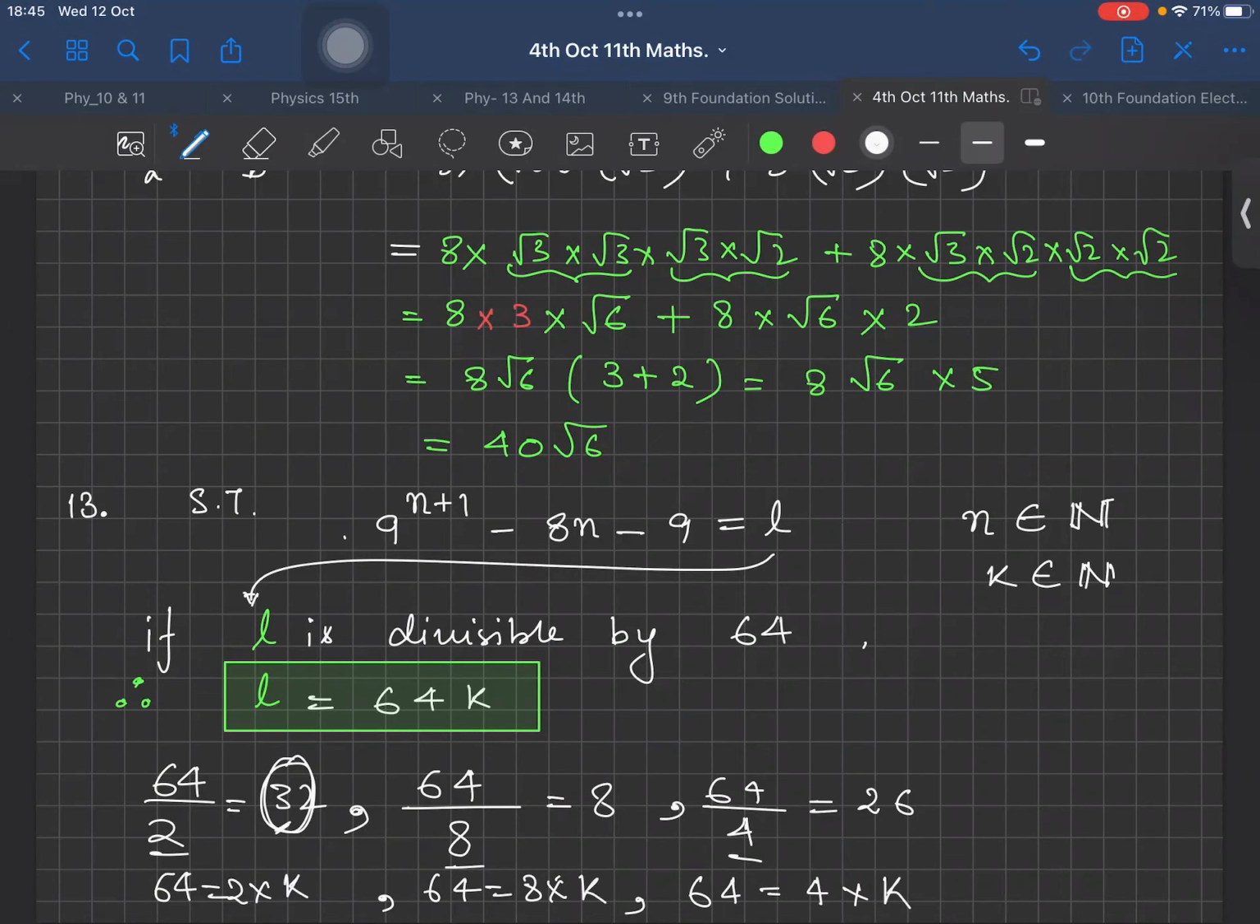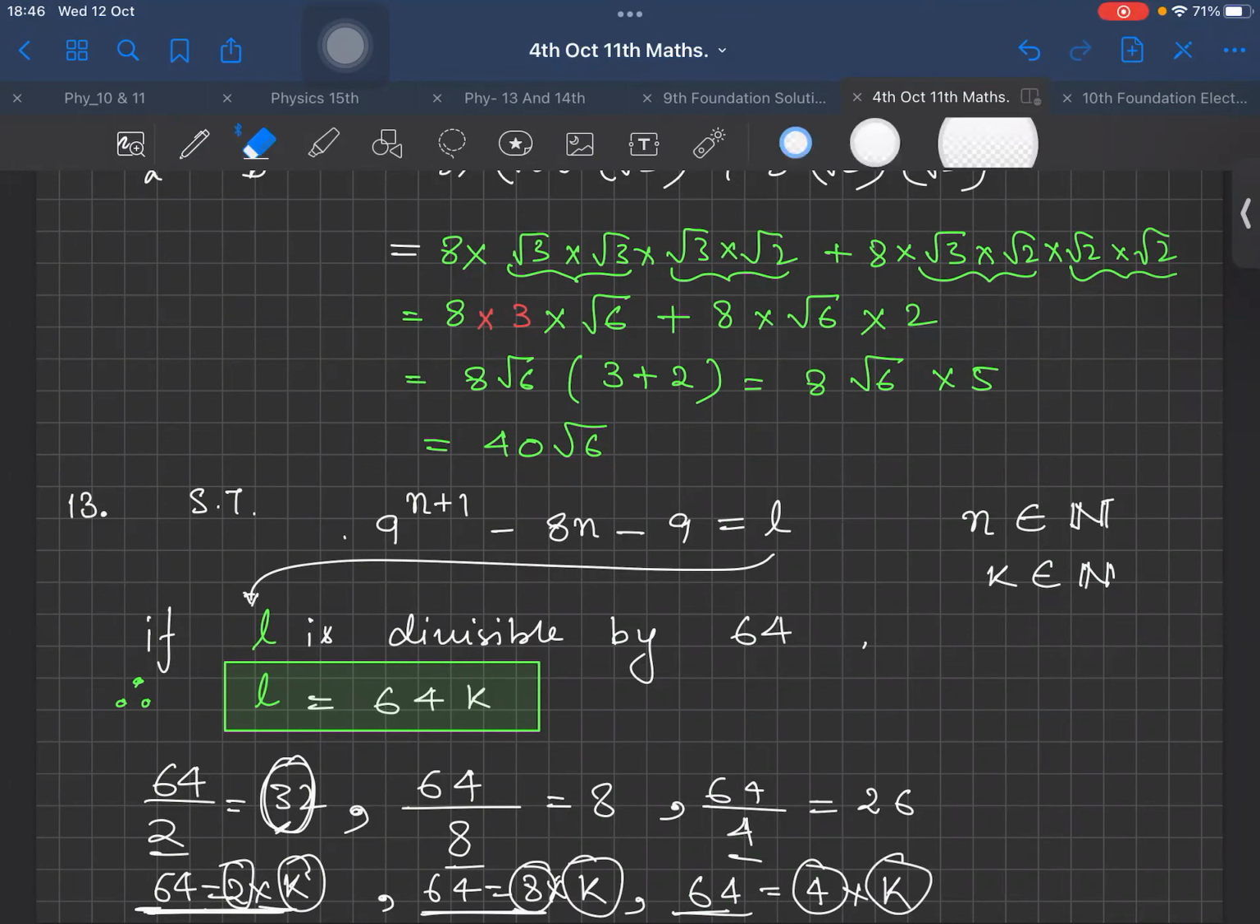Now here we can say 64 is divisible by 2, because on the product side you have 2 into k, so k can be any natural number. Here you can say 64 is a multiple of 8. Here you can say 64 is a multiple of 4. Because it is being multiplied by a natural number, you are getting a perfect division of these numbers, or we can say a perfect multiple of these numbers.